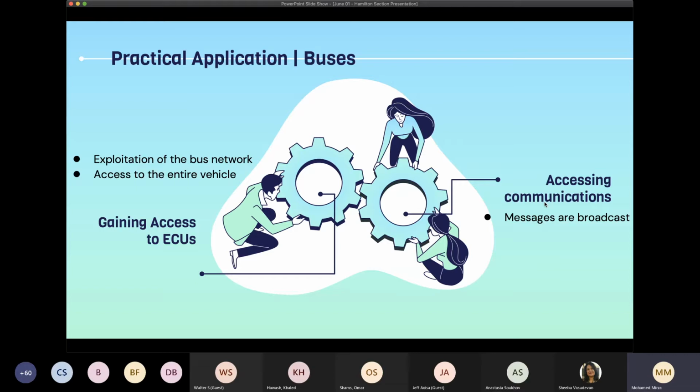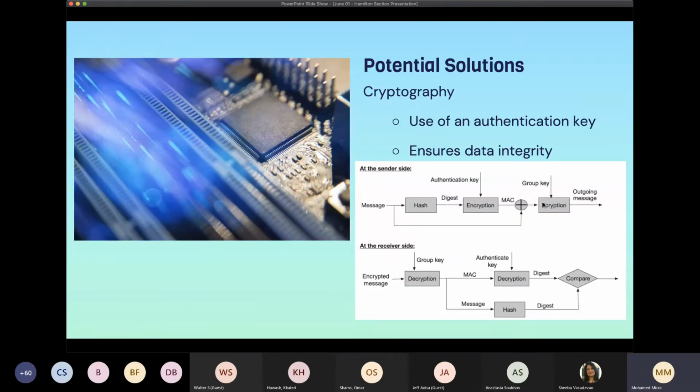Secondly, when accessing communications, we pretty much are talking about the message board that displays the route right in the front of the bus. For example, it could have the bus route, it could have a special message like "Go Leafs Go," which didn't work out last night, or therefore if an attacker has access to it, they can change it. And there are potential solutions, however.